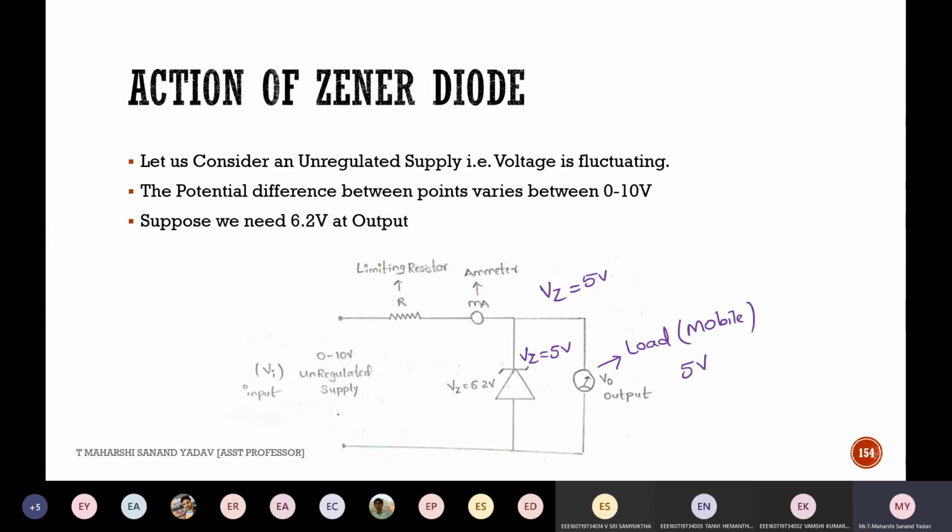Suppose, according to your question, I apply a voltage greater than 5 volt, say 10 volt. The Zener diode can withstand only 5 volt. The remaining 5 volt appears across this limiting resistor. This is a special-case advantage. That's why we are going with a Zener diode.